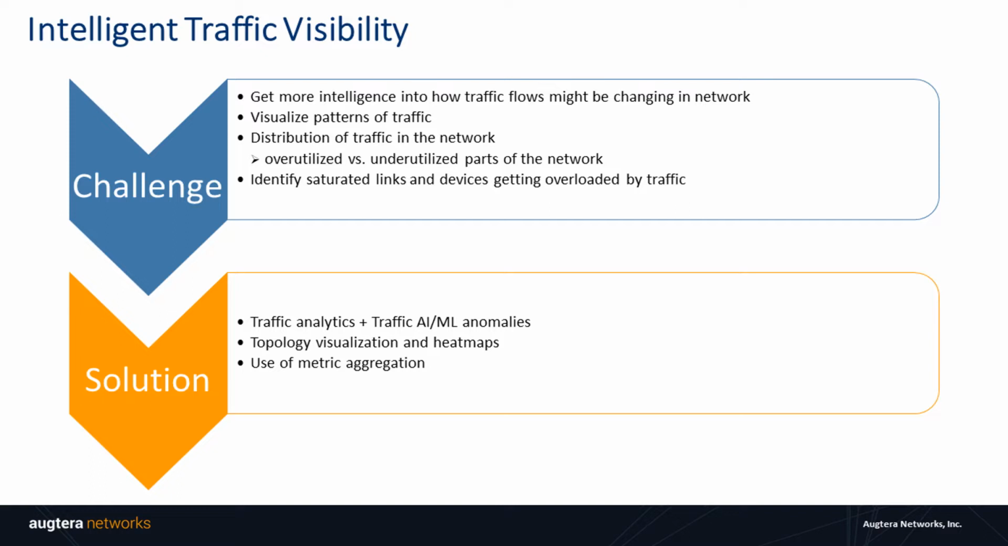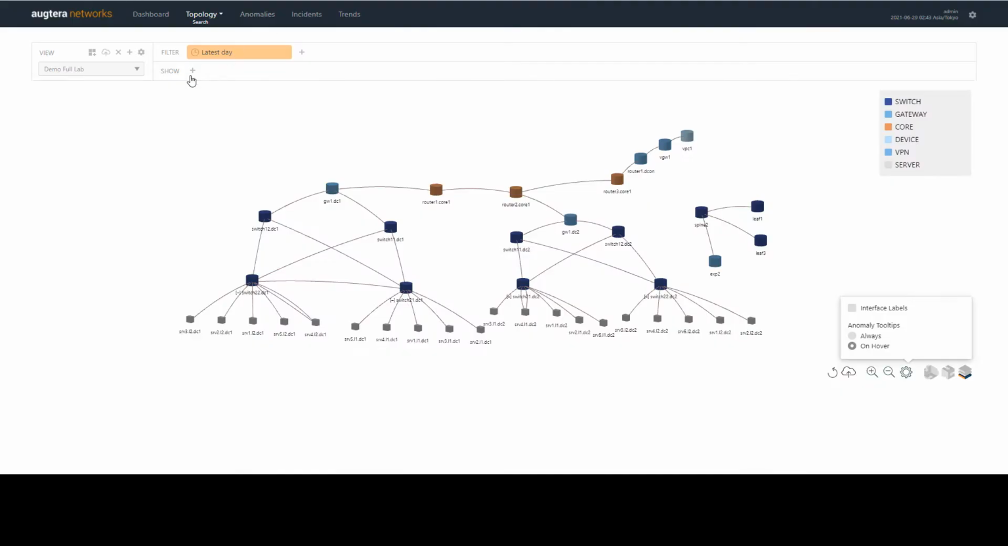In our first example, the operator receives a complaint from the application team. They want to quickly determine if there are issues in the network. Starting in the topology view, we adjust the time to the last 30 minutes.